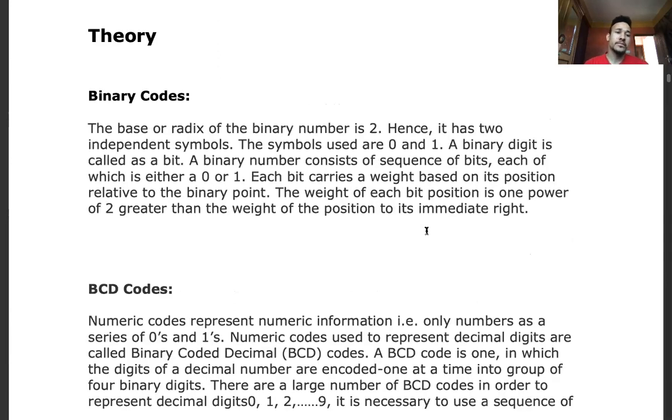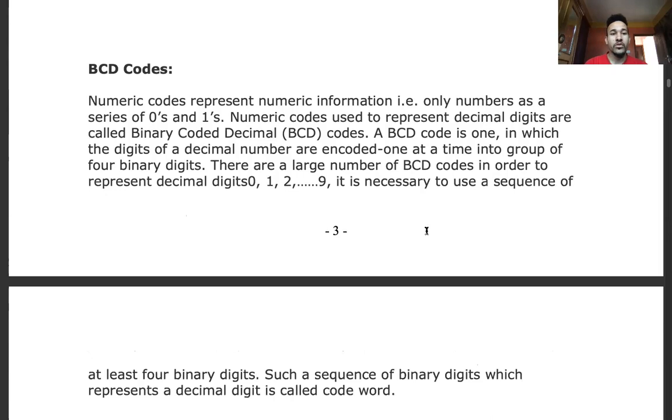So let's move into theory. We all are familiar with the binary codes. It is of base 2 with symbols 0 and 1. Here, each bit carries a weight based on its position relative to the binary point, and the weight of each bit position is 2 times the weight of the position to its immediate right. Similarly, BCD code is the numeric code used to represent the decimal digits 0 to 9.